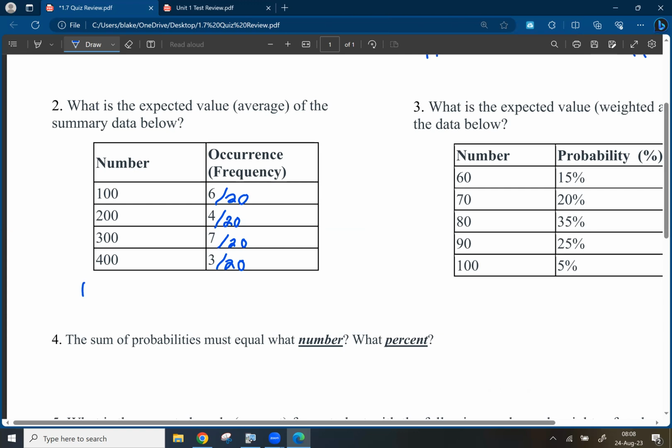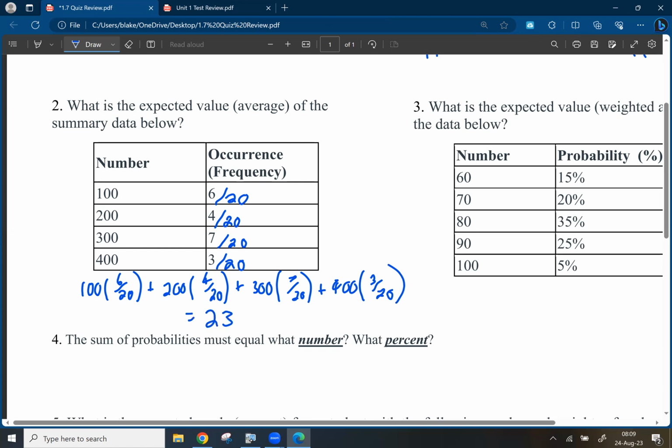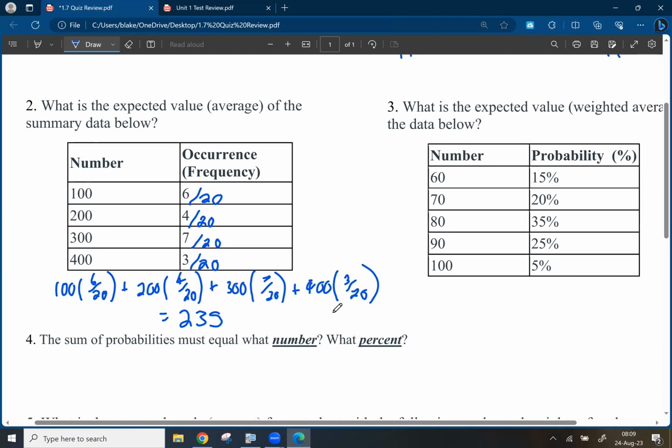Let me show all my work again. So 100 times 6 out of 20 plus 200 times 4 out of 20 plus 300 times 7 out of 20, and then lastly 400 times 3 out of 20. And this equaled 235 as our answer. All right, sweet. Not a problem. Number 3.